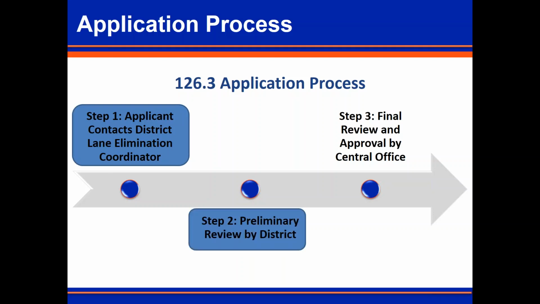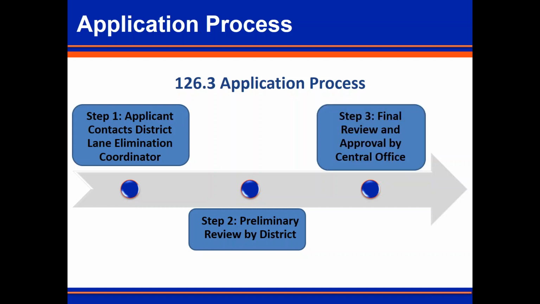In step 2, which is the preliminary review by the district, the lane elimination coordinator for the district schedules the initial meeting to discuss the proposed lane elimination project with the district review team. The applicant attends this initial meeting to discuss the process and requirements of the lane elimination request. The district lane elimination coordinator then submits the initial notification to central office, specifically to the Systems Implementation Office.